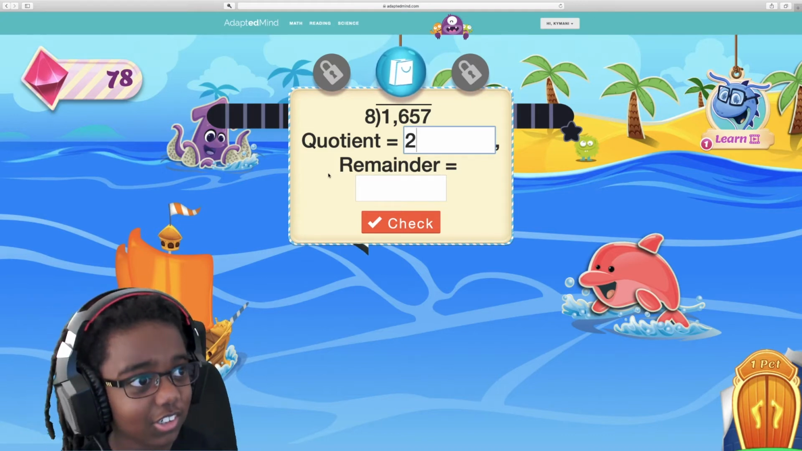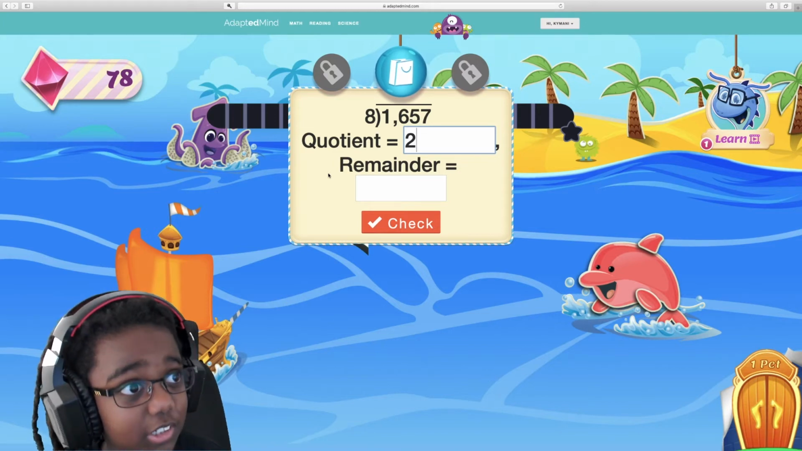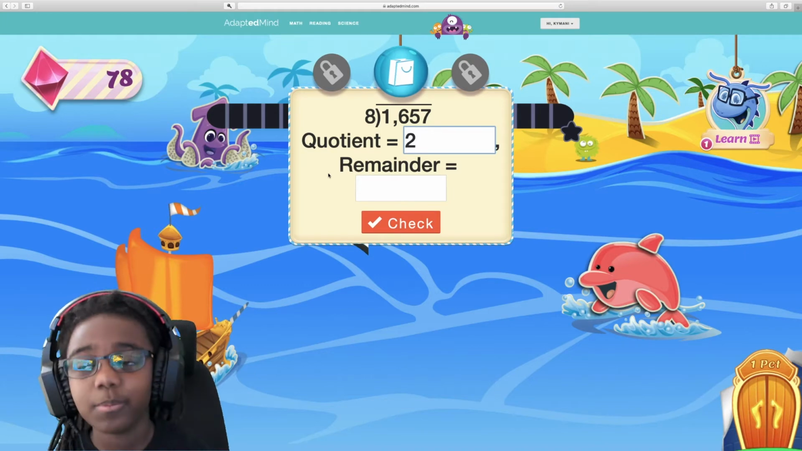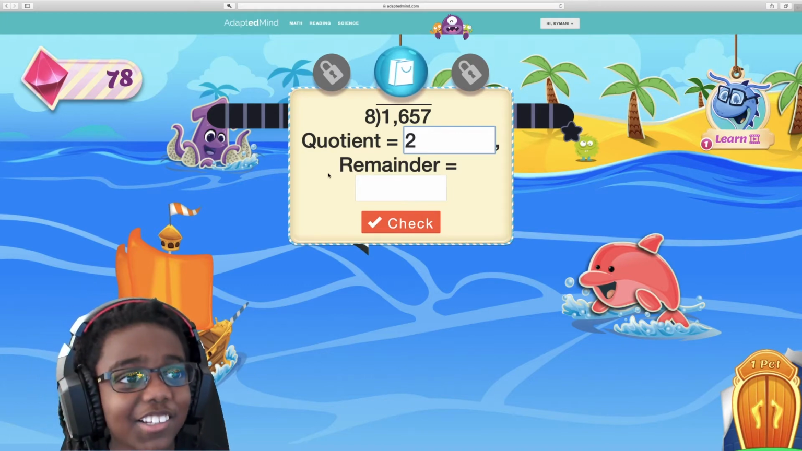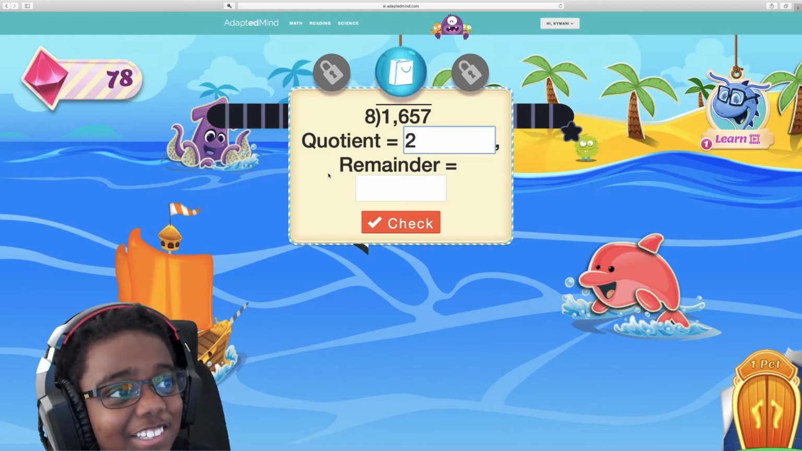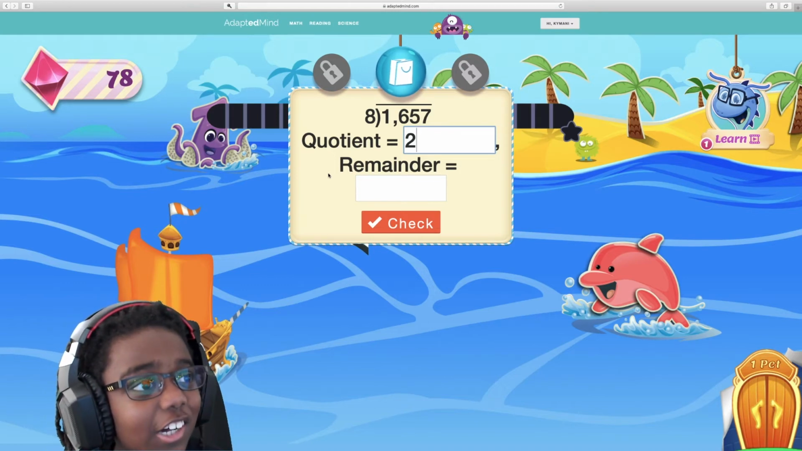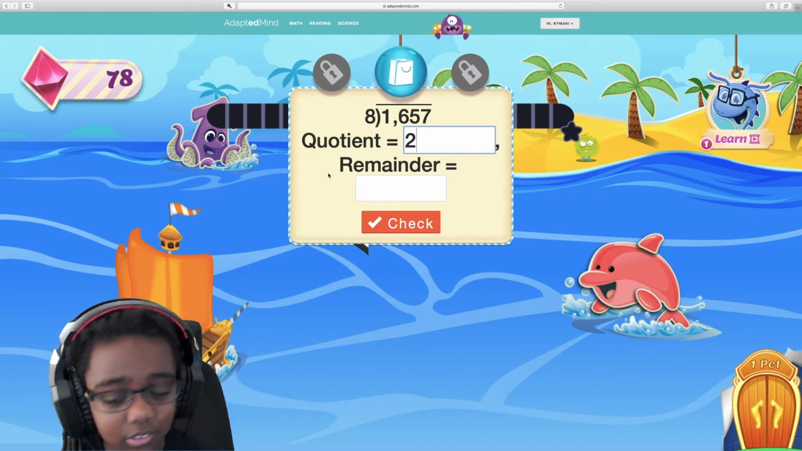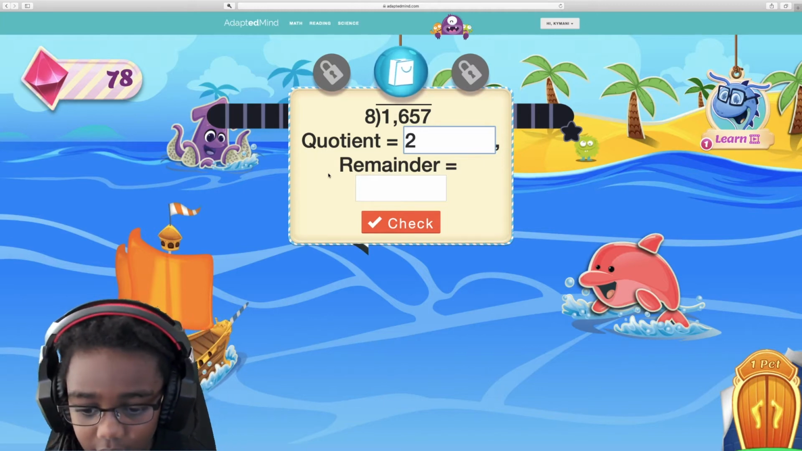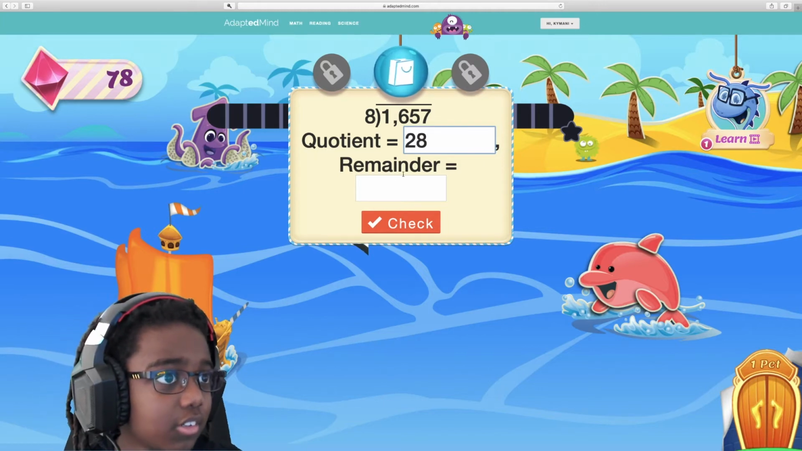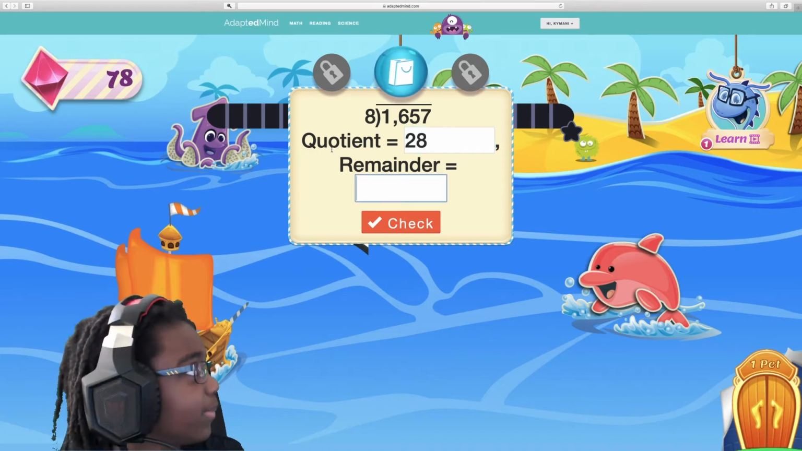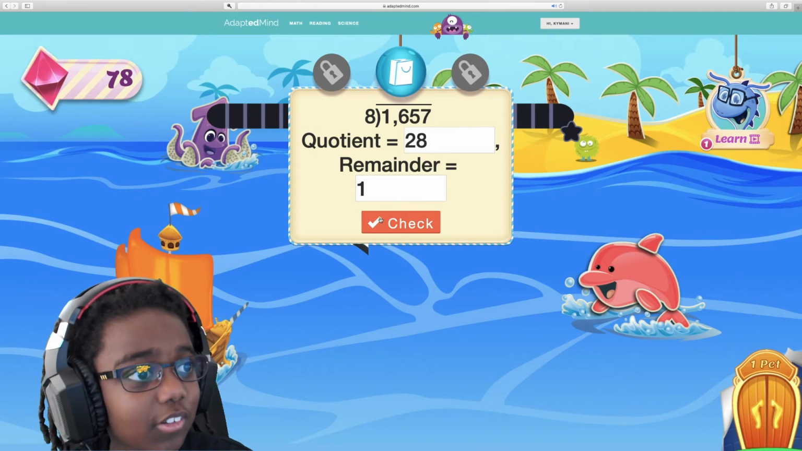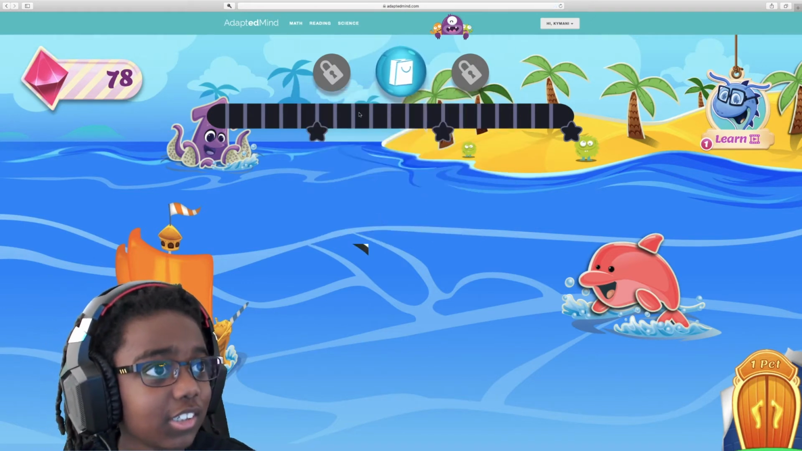Right, so 56. Which is how many 8s, and there is 1 remaining. We've got 8, remainder 1. That's our answer.